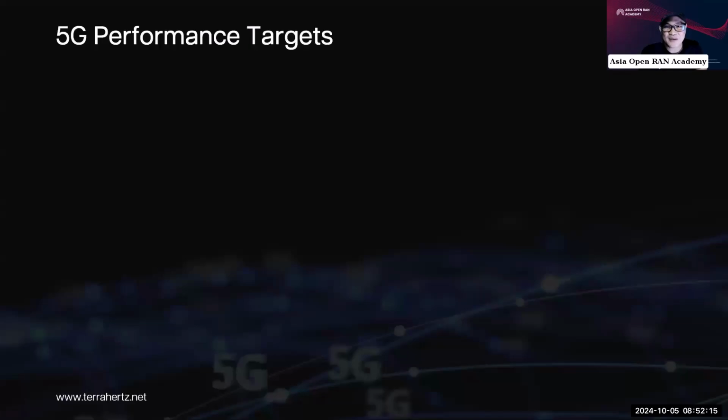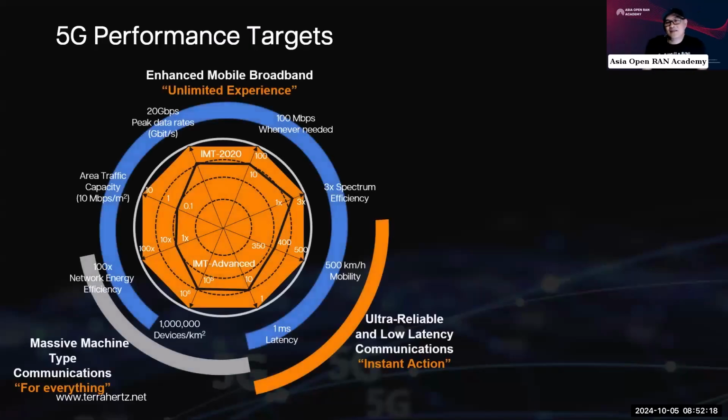Let's move on to the 5G performance targets. What are the different targets of 5G? We have enhanced mobile broadband on top. On the sides, we have ultra reliable low latency communications and massive machine type communications. Now you will see here a regular octagon. This is the target of IMT-2020, a project of the International Telecommunication Union for each technology.